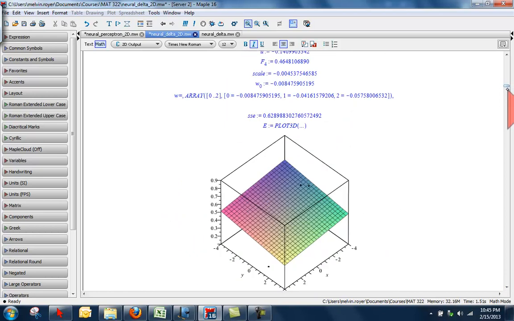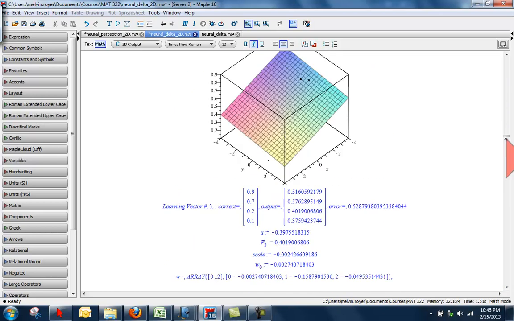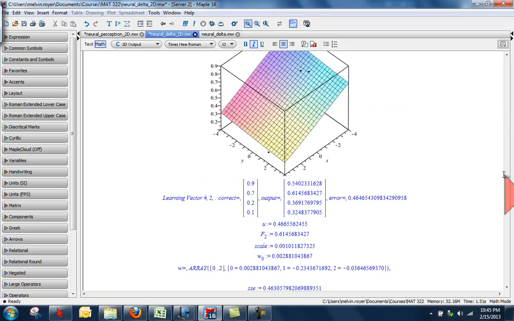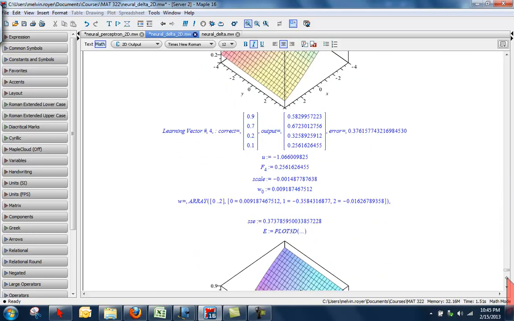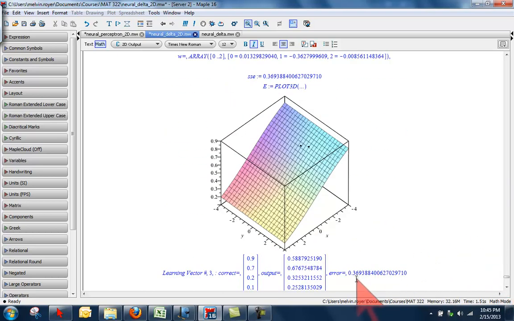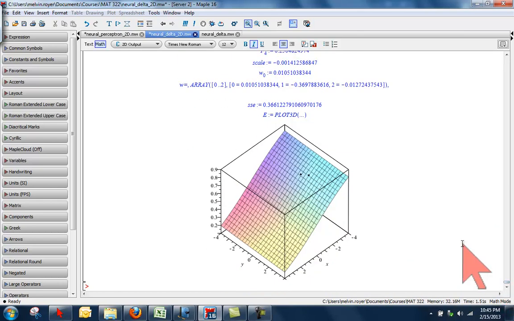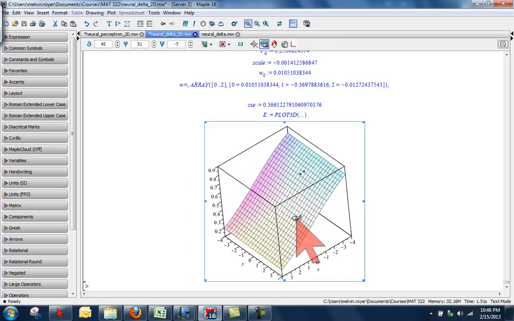So let's jump ahead. And down here in the middle somewhere, the error is down to 0.46. And if I take it some more, the error is down to 0.37 or so. And by the time it finally timed out, the error is down to 0.366. And undoubtedly it timed out because of my 20 iteration limit. The error is not within the tolerance, but I told it to stop after 20 iterations.